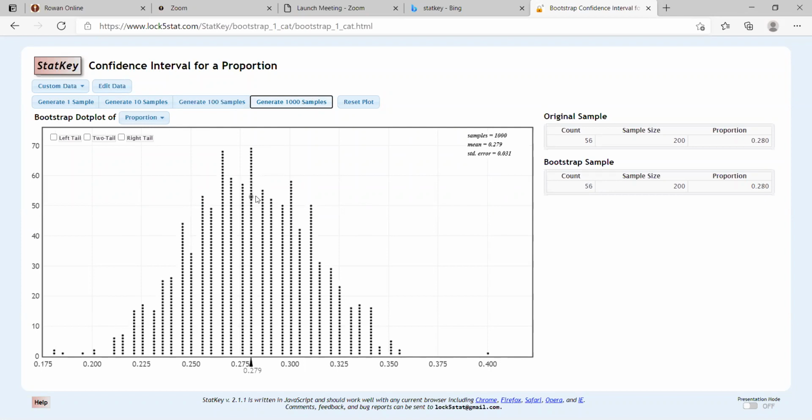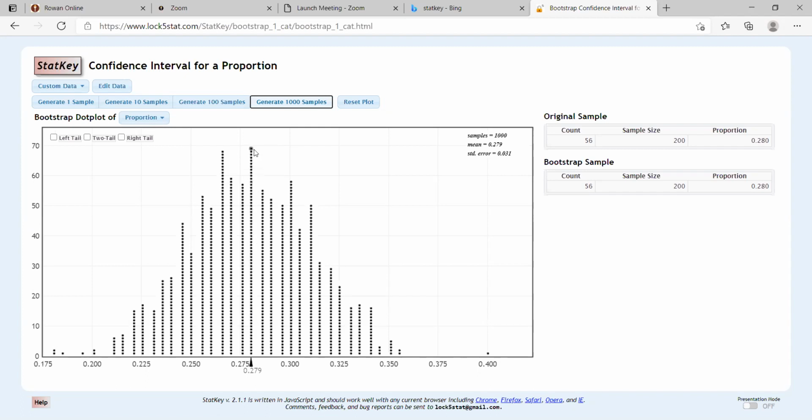So each of these dots represents a sample of size 200. And so I've created a sampling distribution. These are 1,000 samples of size 200. Each one of them can have a different count. Many of them will have the same count. Like this is a dot plot, so every column of dots here represents the same count.